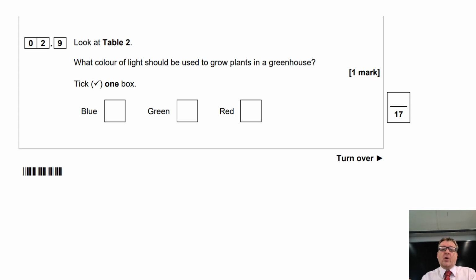Look at table 2. What colour of light should be used to grow plants in a greenhouse? Right, well, green did almost no photosynthesis, red did 8, blue did 9, so therefore the best one is blue.